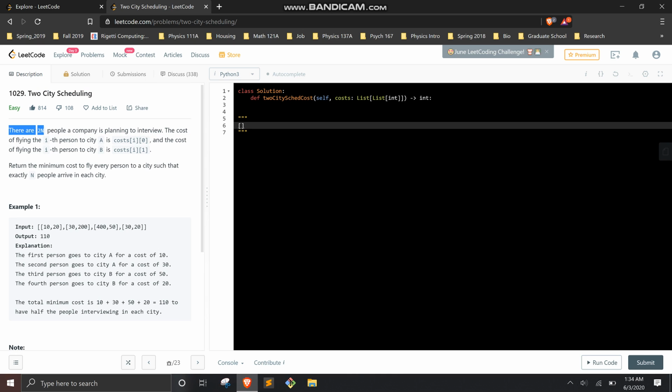There are 2n people a company is planning to interview. The cost of flying the ith person to city A is costs. Basically, you're indexing into the row and the column, the ith row, the 0th column. And the cost of flying the ith person to city B is costs ith row of the 1st column. Return the minimum cost to fly every person to a city such that exactly n people arrive in each city.